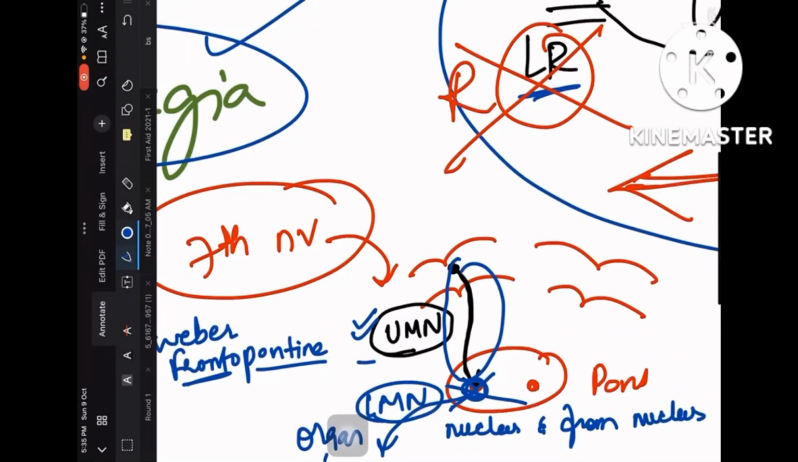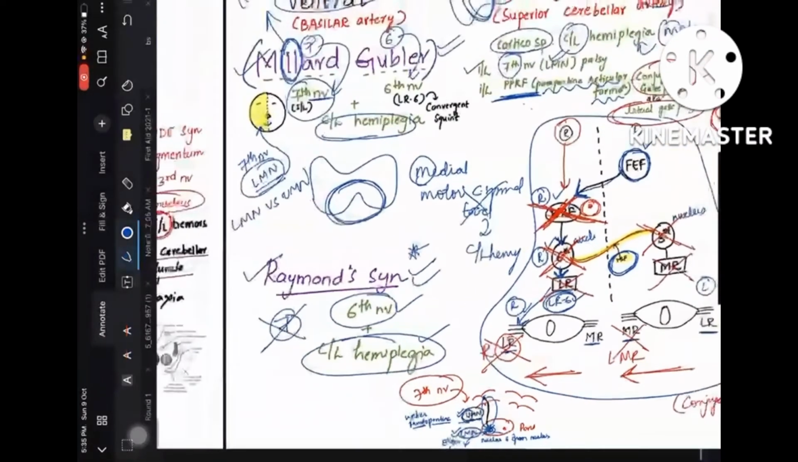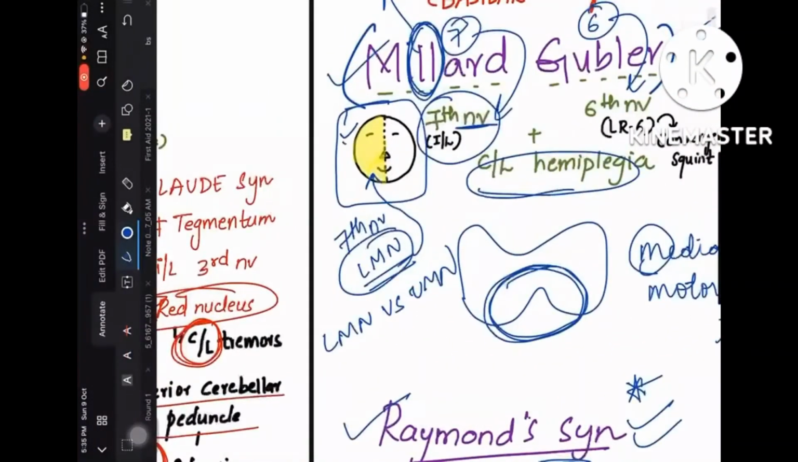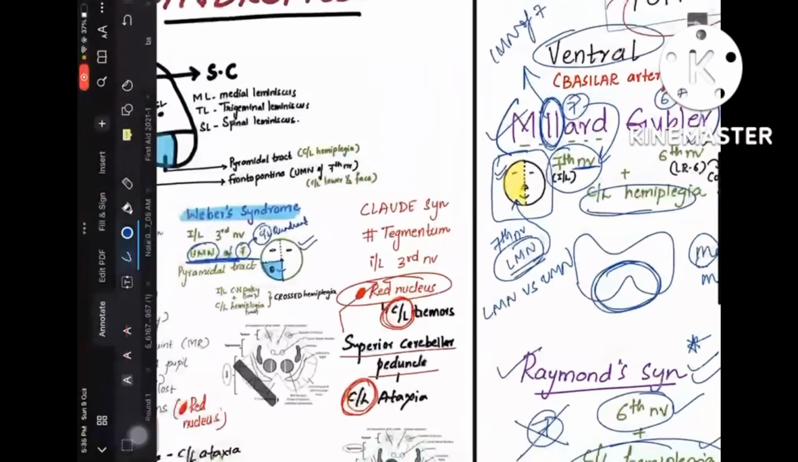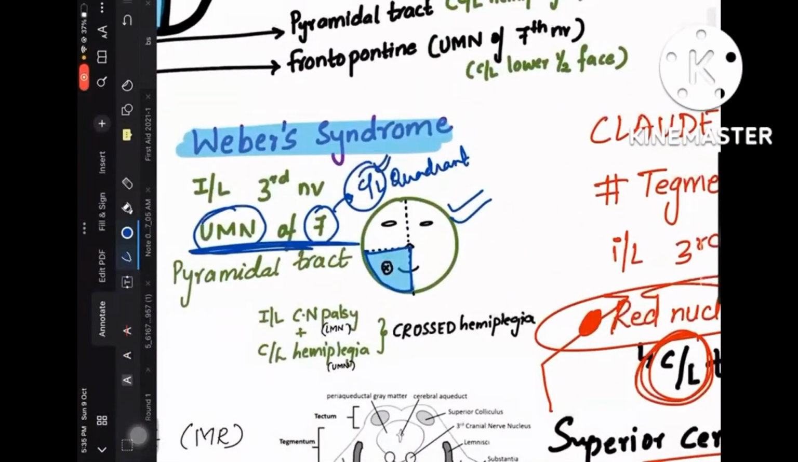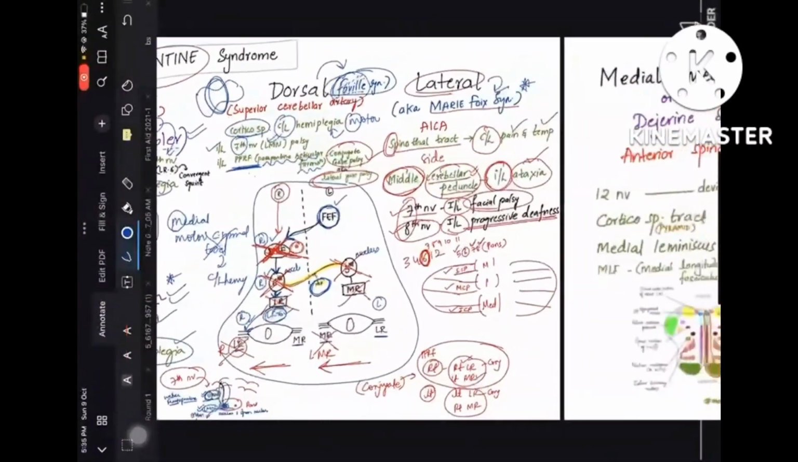If the nucleus and the remaining downward part from the nucleus is involved, that is LMN, whereas above the nucleus is UMN. So in Weber syndrome, above the nucleus is involved, so upper motor neuron. Whereas in the pontine lesions, the nucleus level and below are involved, so it is LMN. So all the pontine syndromes present with ipsilateral facial nerve palsy, where half of the face is gone. Whereas in Weber, since it is a UMN type of lesion, the contralateral quadrant of the face is gone.